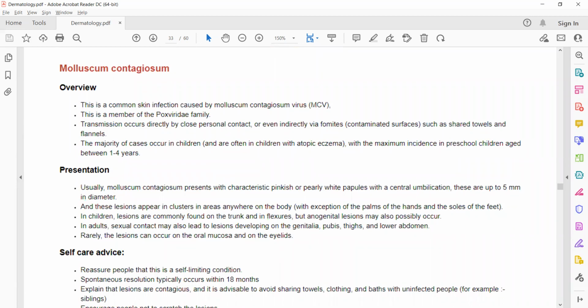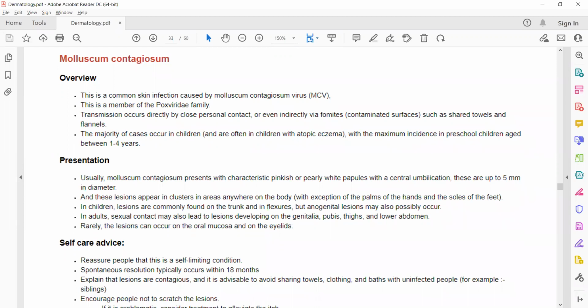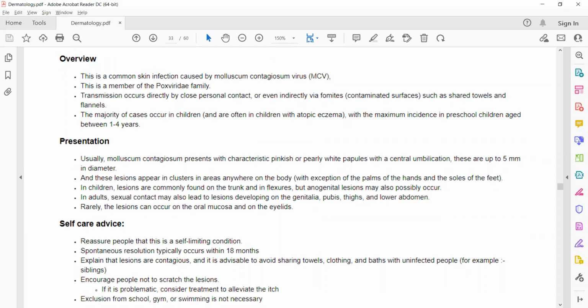So molluscum contagiosum is another viral skin infection that is caused by molluscum contagiosum virus, and transmission can occur directly by close personal contact or indirectly via fomites such as contaminated towels, etc. The majority of the cases of molluscum contagiosum occur in children, with maximum incidence in preschool children aged between 1 to 4 years. So in short, molluscum contagiosum is caused by a virus, and it is common in children between the age of 1 to 4 years, and it is transmitted directly and indirectly as well through contaminated surfaces.